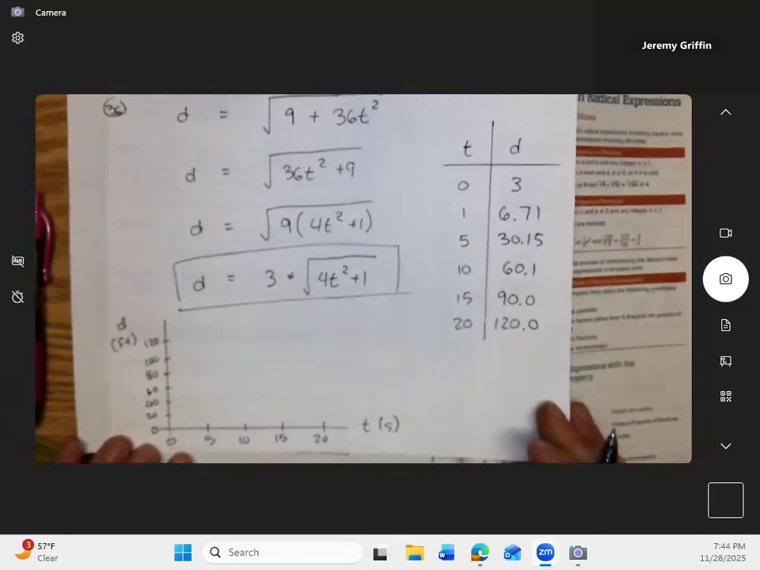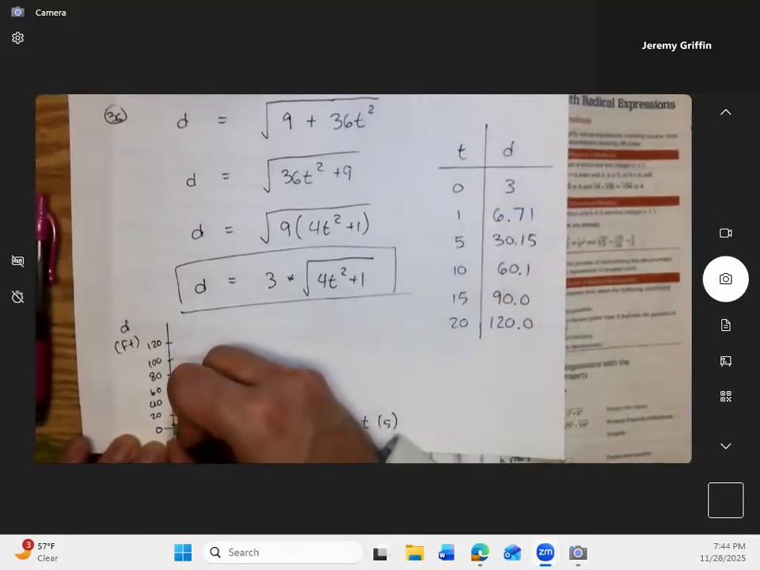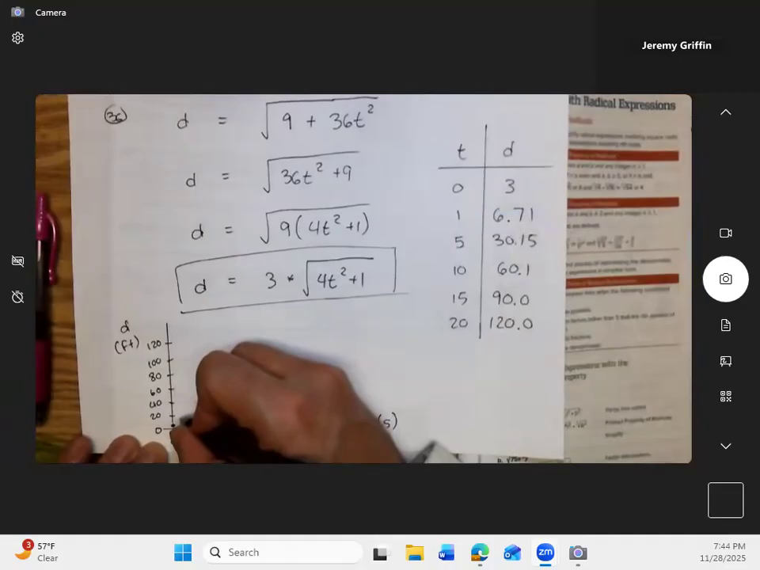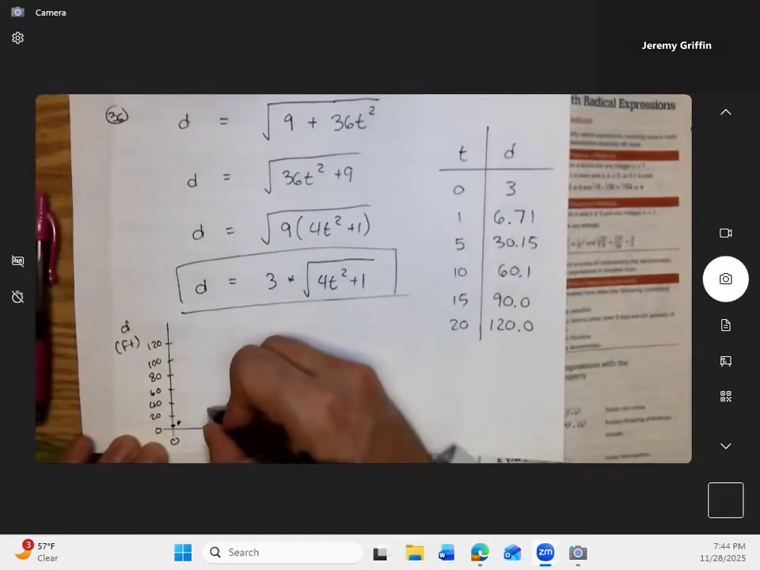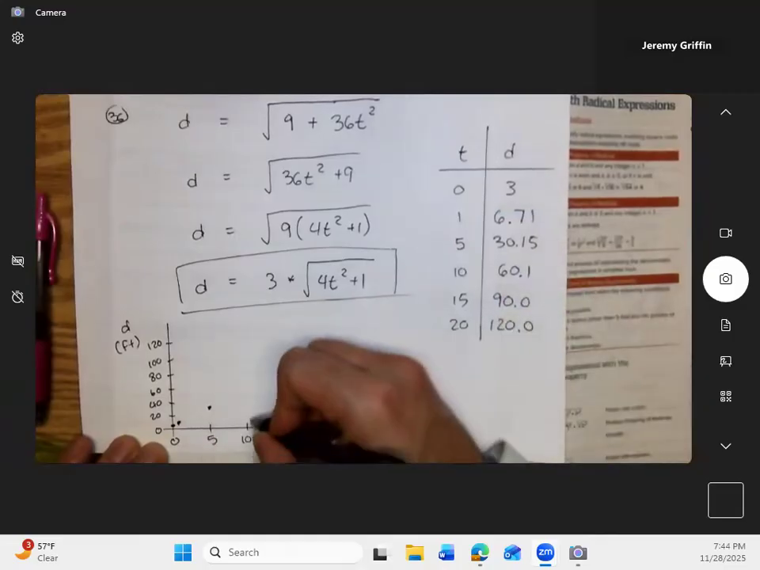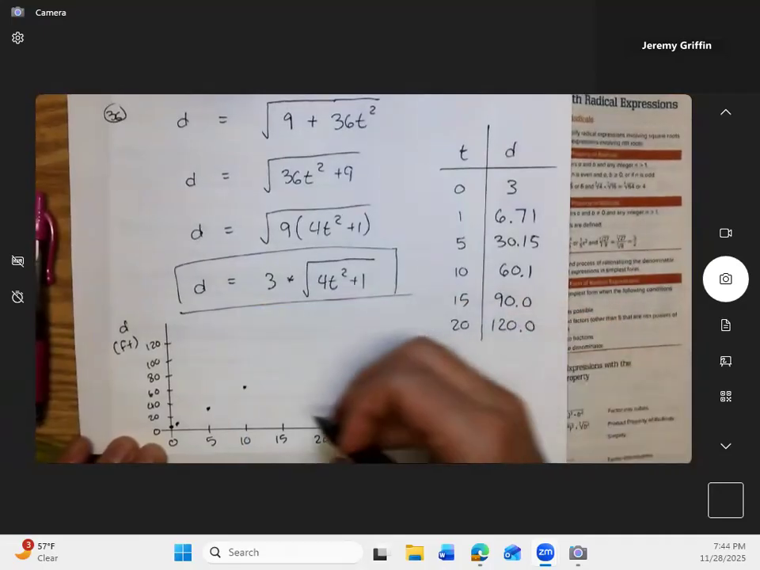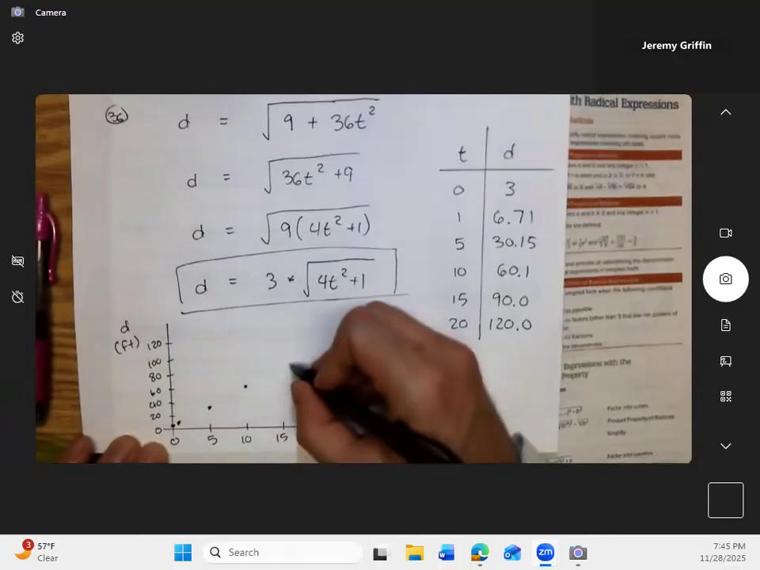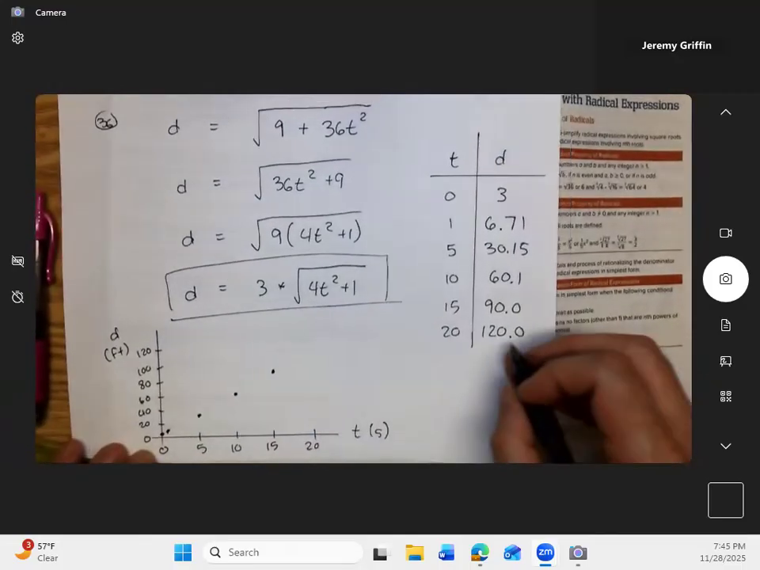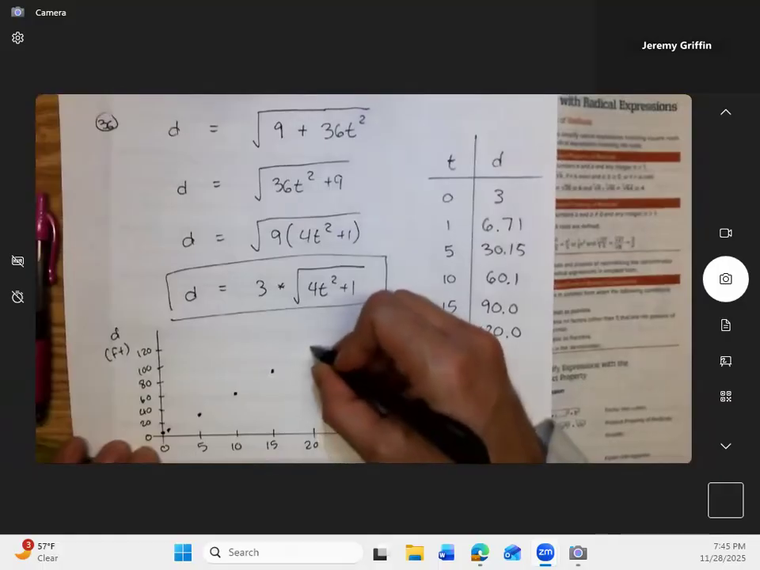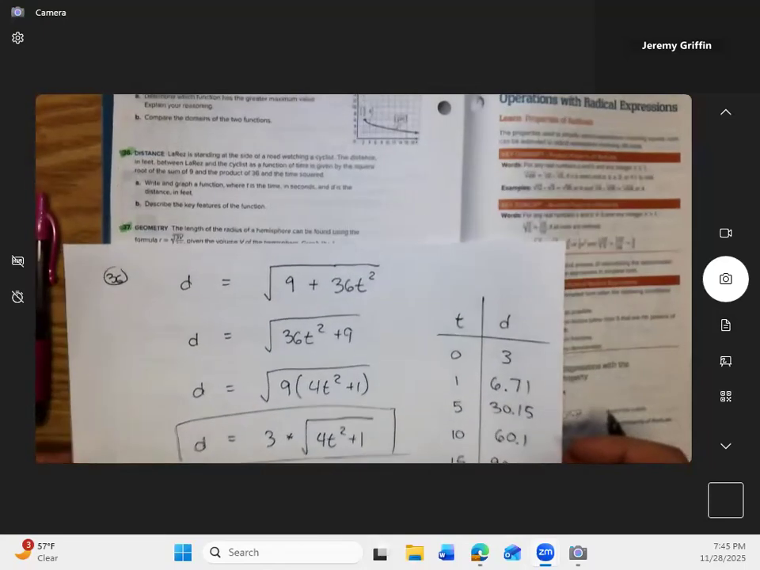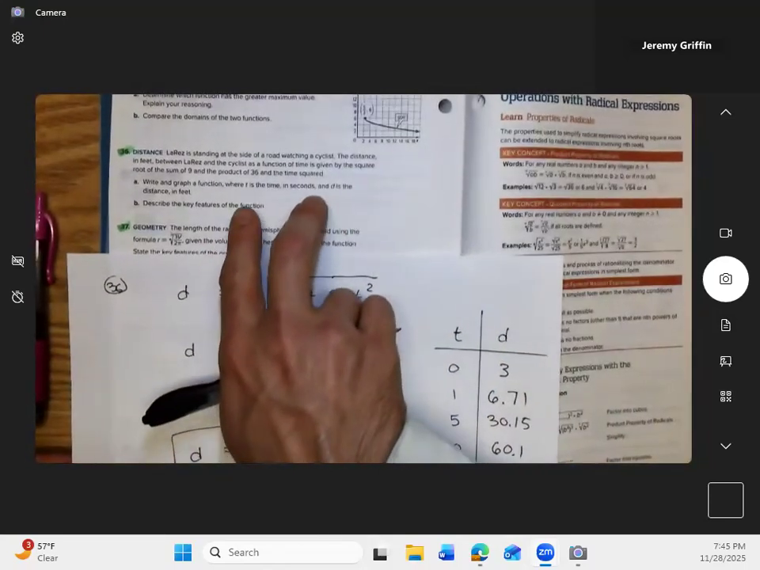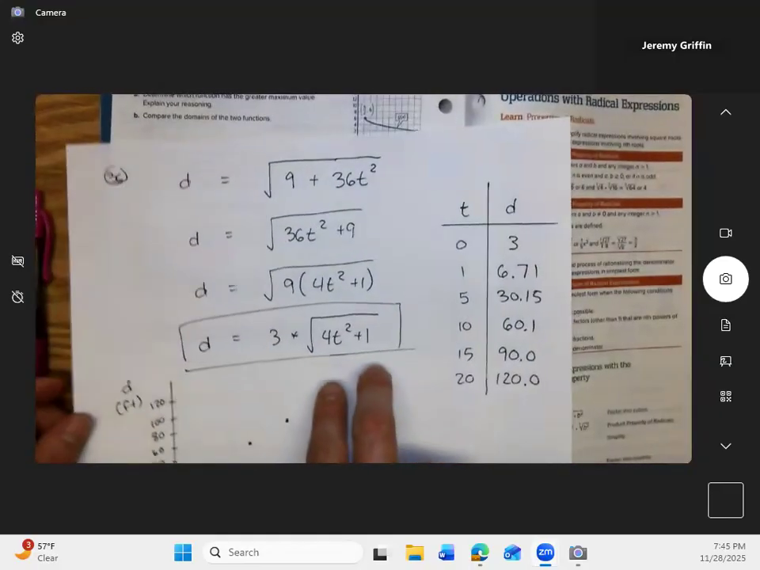Let's get some points. So 0, 3, 1, 6.7. Right there. 5, 30, 10, 60, 15, 90. And 20, 120. You know what? Okay, I see. Okay, that confused me at first, but you sure read this correctly. Yeah, okay. I don't know why I didn't catch this right away.